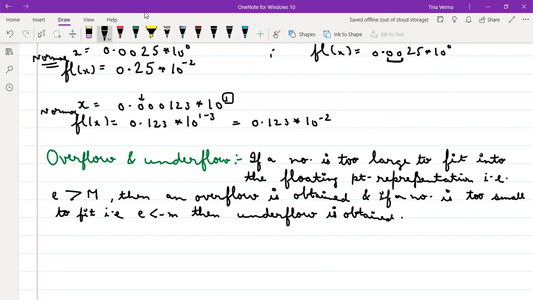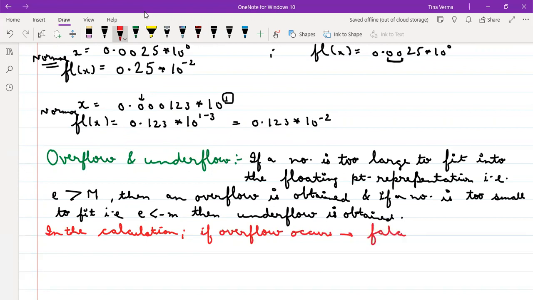When we do the calculations, if overflow occurs, we say this is fatal, and if underflow occurs, we say this is non-fatal.